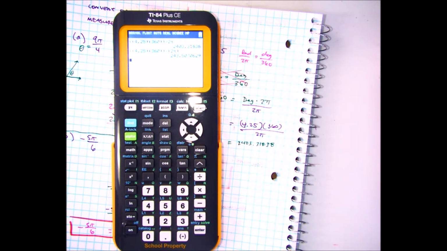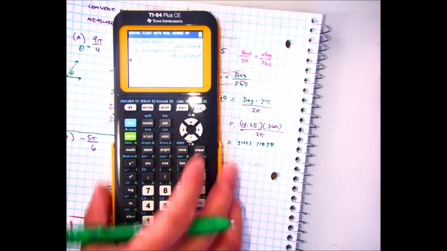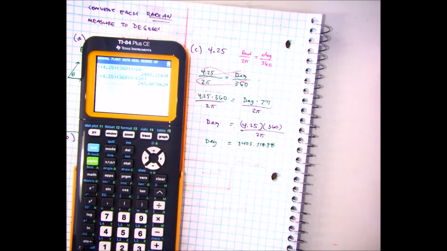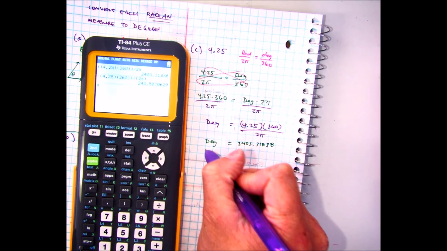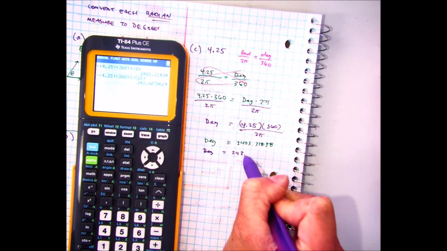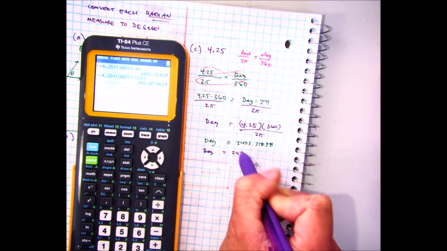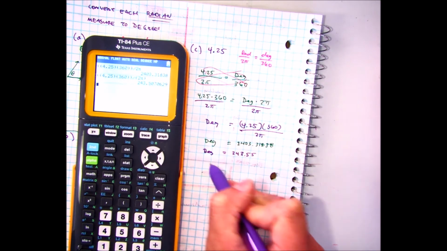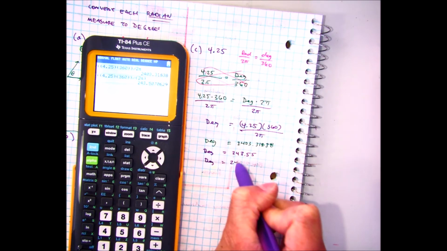Class, is that a number less than 360 degrees? Yes. What's the lesson learned? Why did I do that? Why did I show you guys that? You're going to put it in the calculator wrong. I would round this to 3 significant digits.